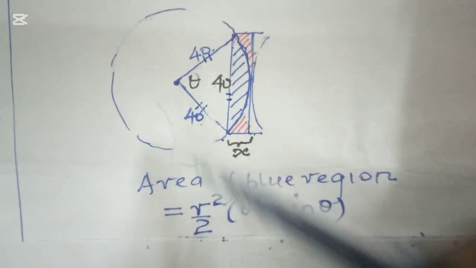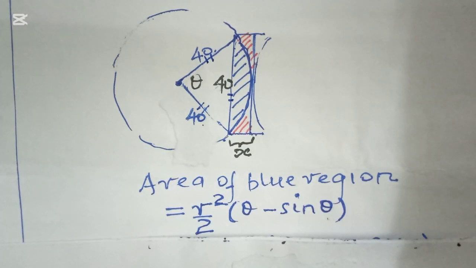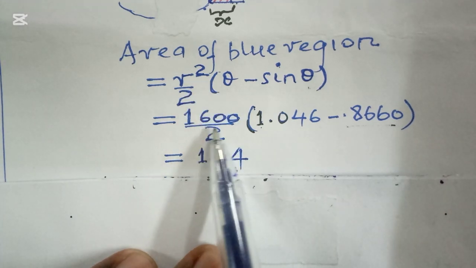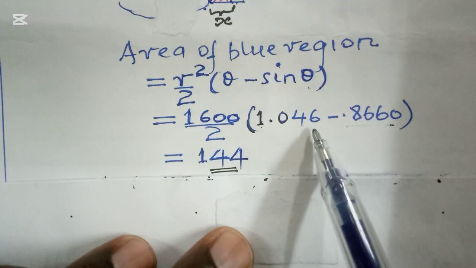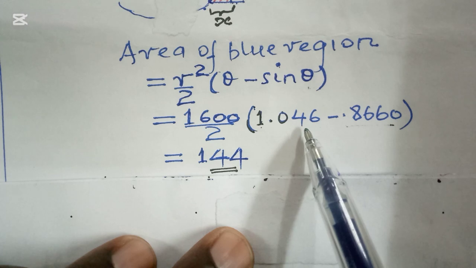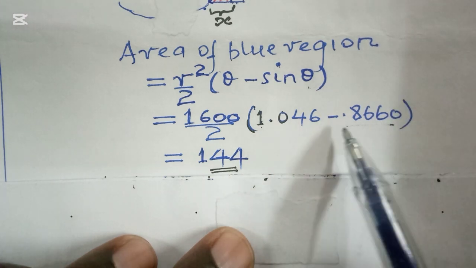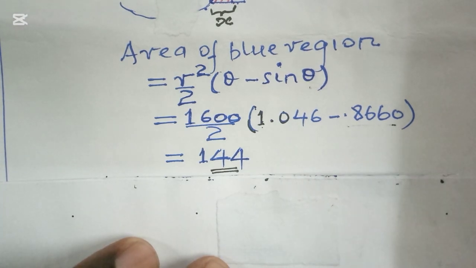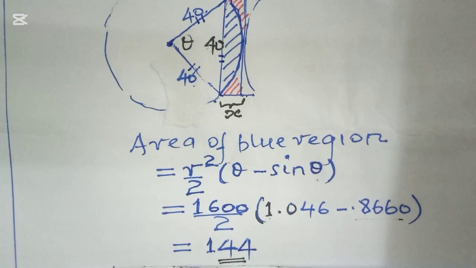And so guys, let's now look for this shaded region. This is the blue region. For the blue region, this is what we will get. We have the radius squared, which is 1600, divided by 2, open the bracket, 1.046. This is the radian, that is 60 degrees. You convert that to radians, it comes to 1.046. Now minus sine 60. Sine 60 is 0.8660. And all this gives us 144. Guys, now we have the area of the blue region.